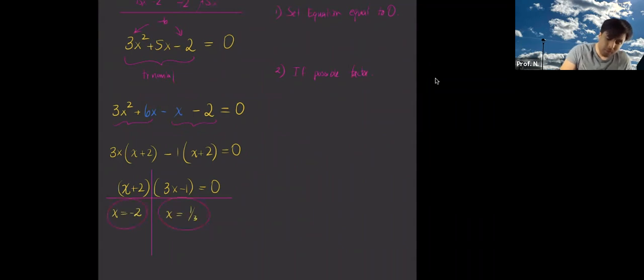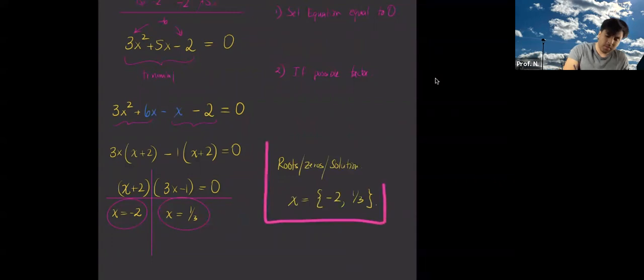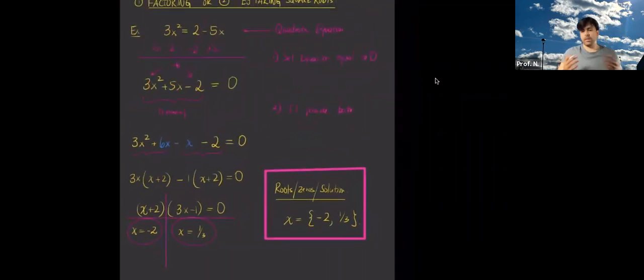So then what are the roots? What are the zeros? The solutions. What is it? Well, it's x equals curly brace negative 2 comma 1/3 close curly brace. So that is something we've done before, nothing new. These kinds of quadratic equations we've done, and factoring them, we've done.